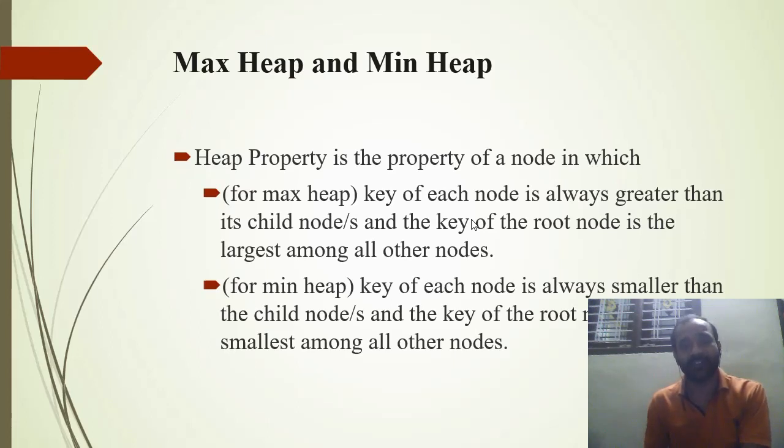The min heap is the opposite of the max heap. That is, whatever elements are available in that tree, the root node has the smallest element when compared to all the leaf nodes. That means each and every node is smaller than its children. That is called a min heap.